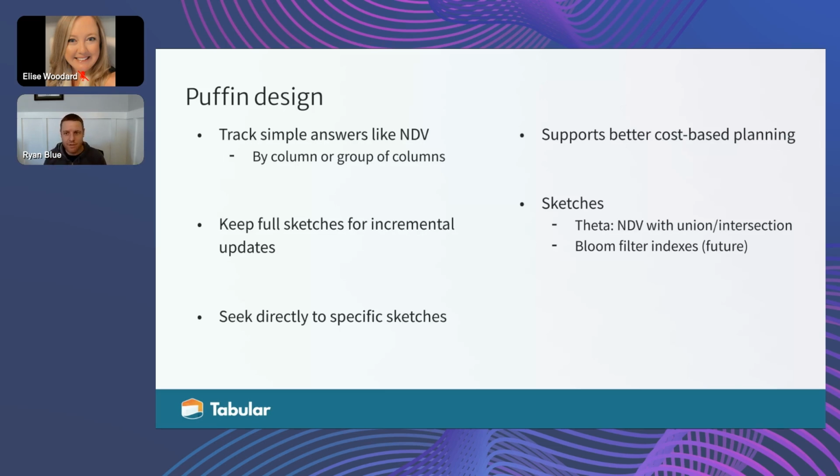So currently we have data sketches that are used for union and intersection and basically NDV estimation. We're adding Bloom filter sketches and we're going to use those for indexing in the future. So this is all geared around better cost-based planning and better data feeding into query engines. So we're really excited about Puffin.